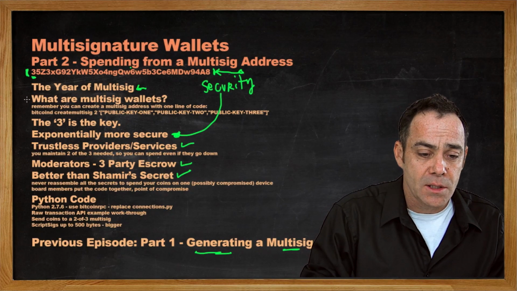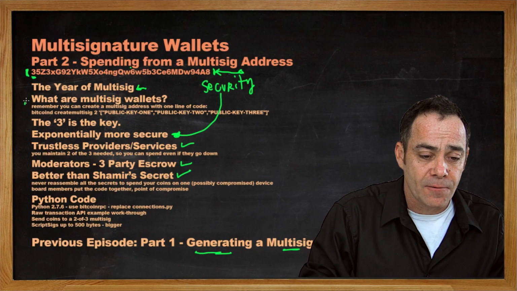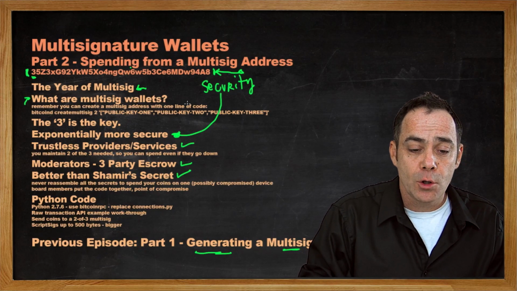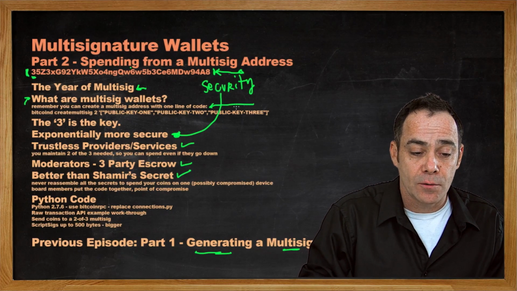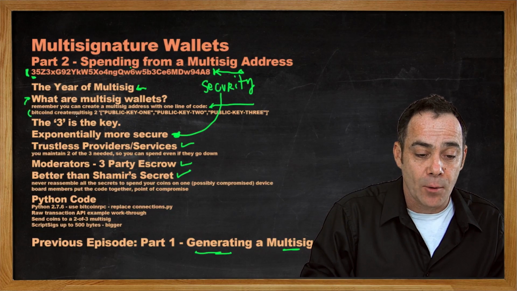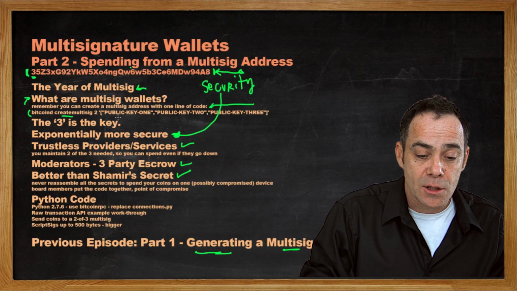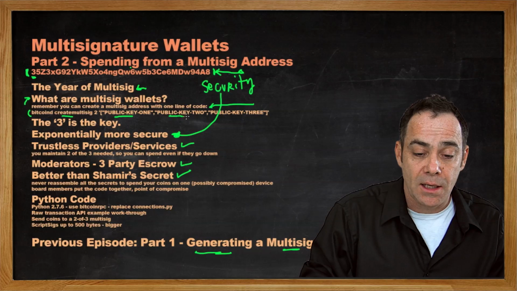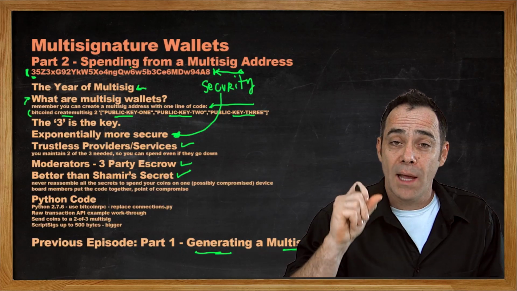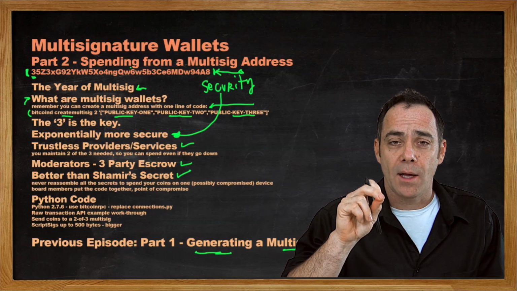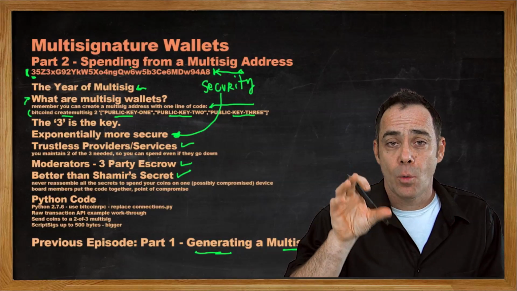Okay, so what are multi-sig wallets? Well, we discussed a lot of that in the first one, but remember, you can create a multi-sig address with just 1 line of code. So if you take this bitcoind line right here, createmultisig, and just slap in 3 public keys, stuff that into your Bitcoin-Qt or your bitcoind, blammo, it will reward you right away with a multi-signature wallet.